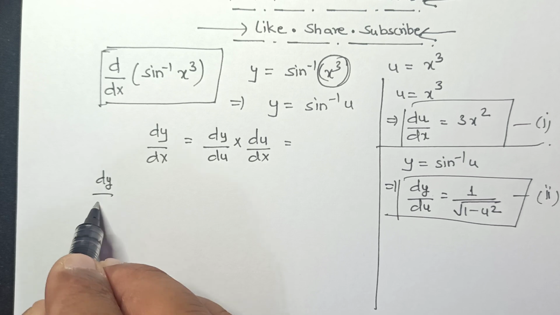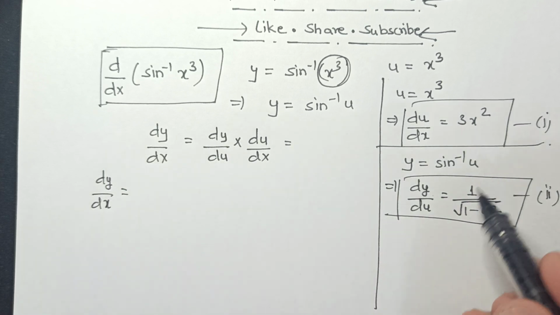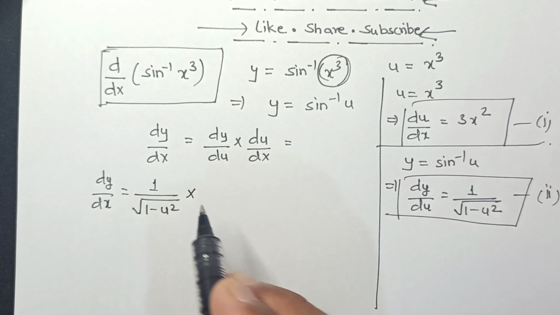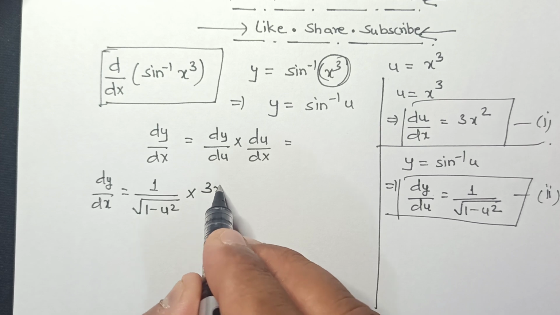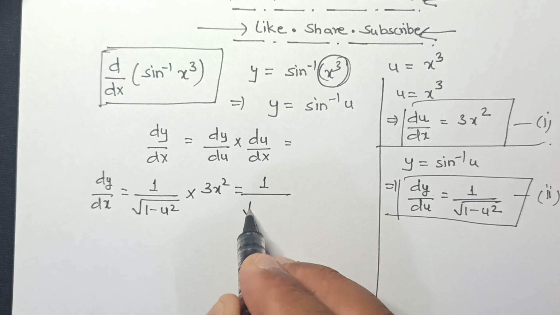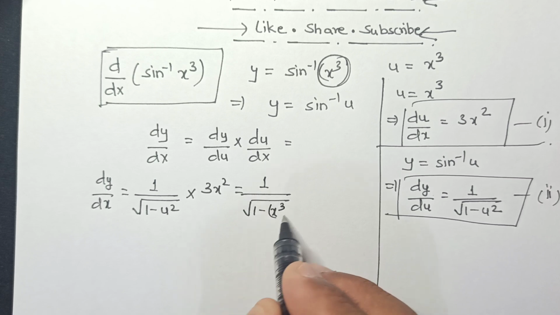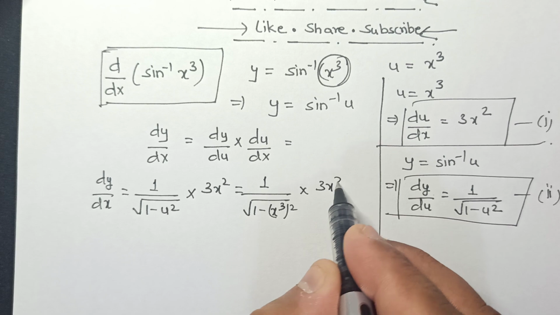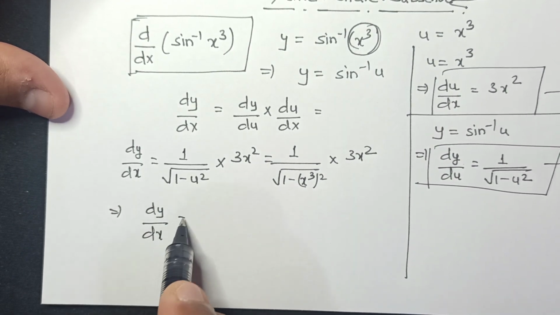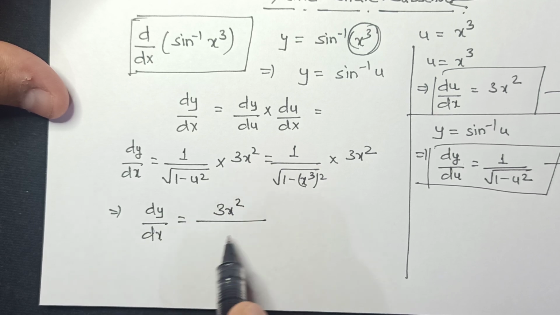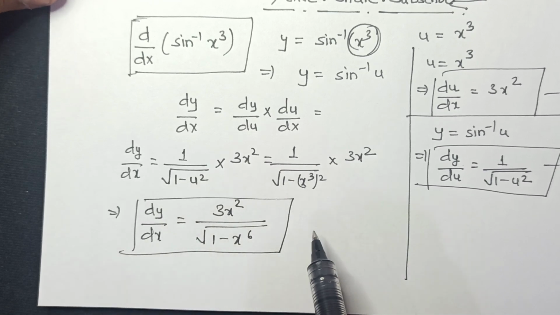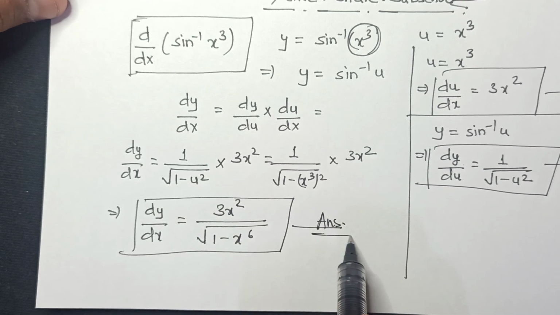So the value of dy by dx is equal to dy by du, which is 1 divided by square root of 1 minus u square, multiplied by du by dx, that is 3x square. Now the value of u is x cube. So this is 1 divided by square root of 1 minus x cube whole square, multiplied by 3x square. So the value of dy by dx is equal to 3x square divided by square root of 1 minus x raised to the power 6. So this right here is the final answer to this particular problem.